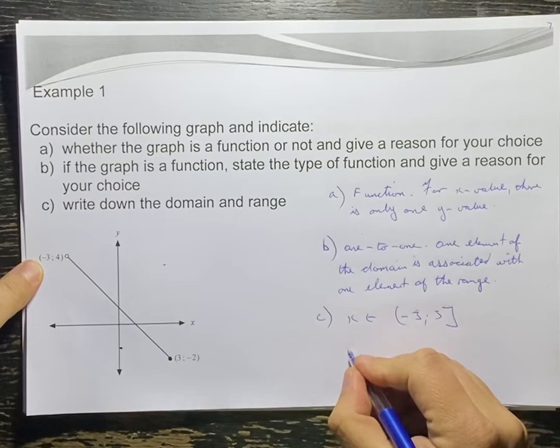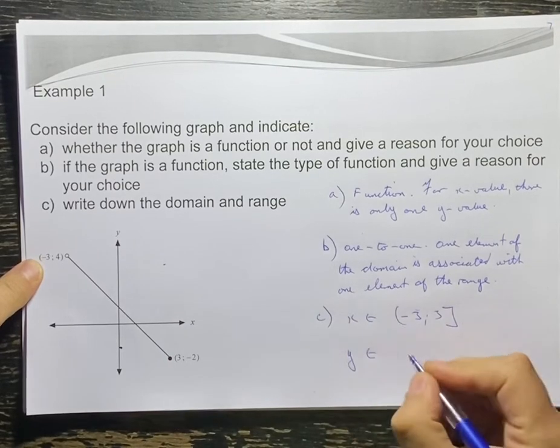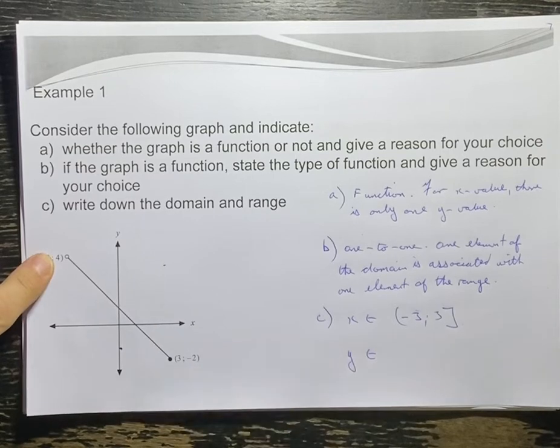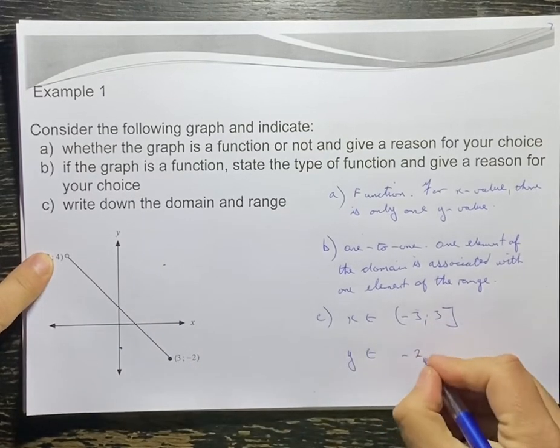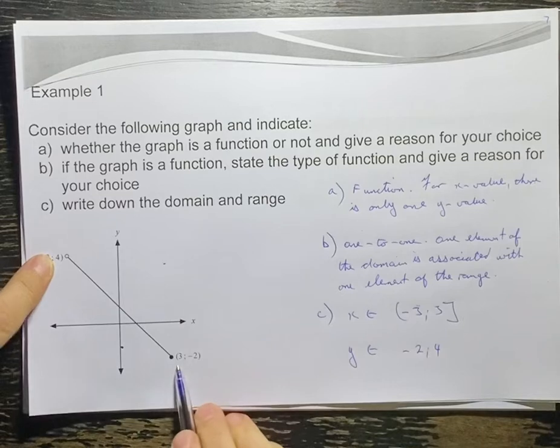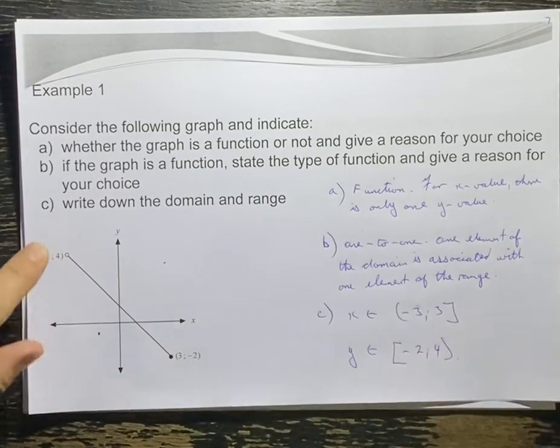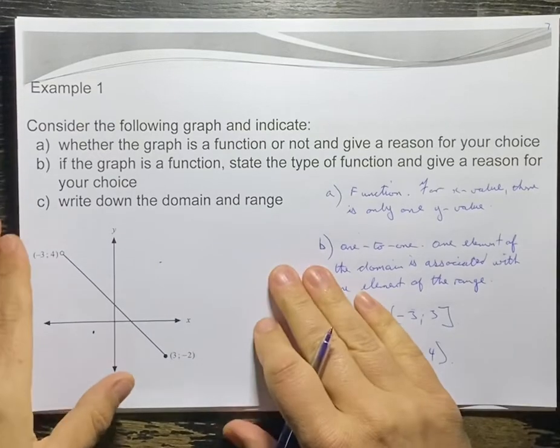Now what we have to do is we have to do the range. Y is an element, start from bottom to top. We're going from -2 to 4. This is inclusive. This one exclusive. And there's our range.